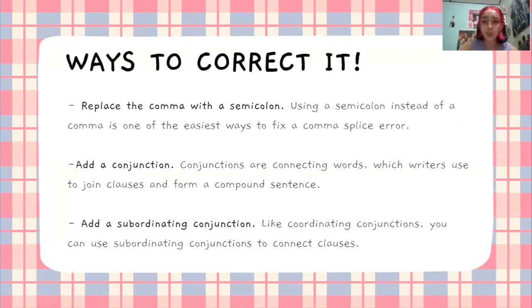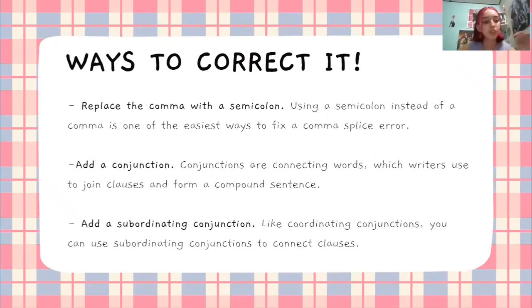So one of the easiest ways to correct a comma splice error is to replace a comma with a semicolon, because a comma can't join two independent clauses, but a semicolon can easily link them together without any problem. So what you're going to do is replace that comma and simply put a semicolon, and that's it.